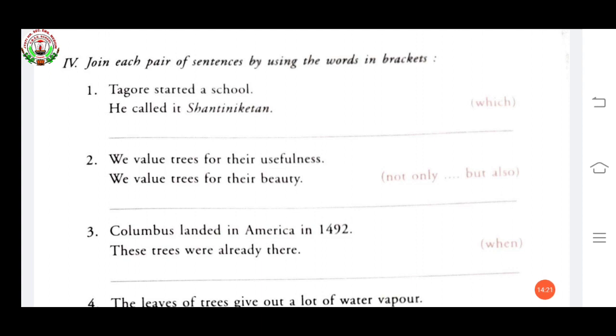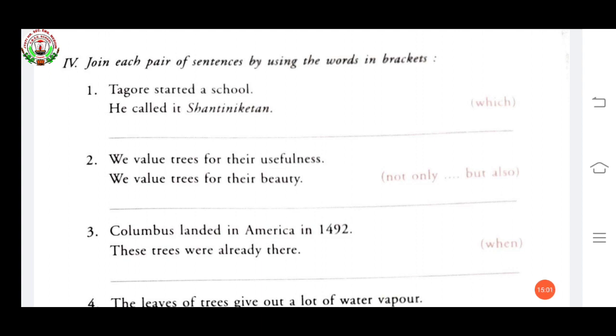Tagore started a school. This is the first sentence. He called it Shanti Niketan. Now, Tagore started a school which he called Shanti Niketan. Again, I am repeating. See clearly. Tagore started a school which he called Shanti Niketan. See, I didn't use "it" again. Okay? So, after "called", Shanti Niketan will come. Tagore started a school which he called Shanti Niketan.